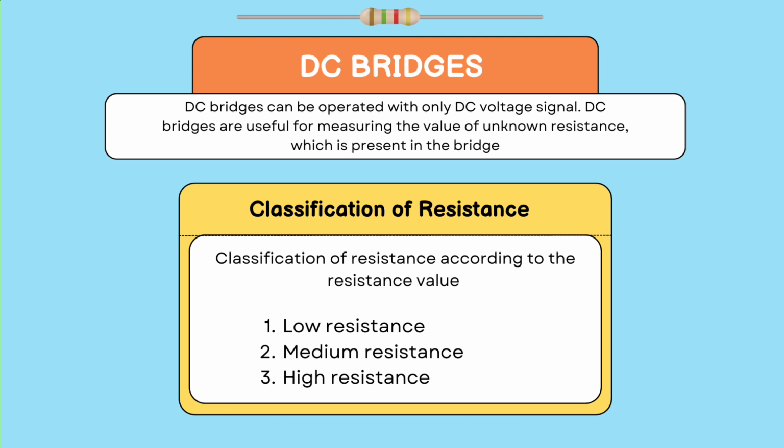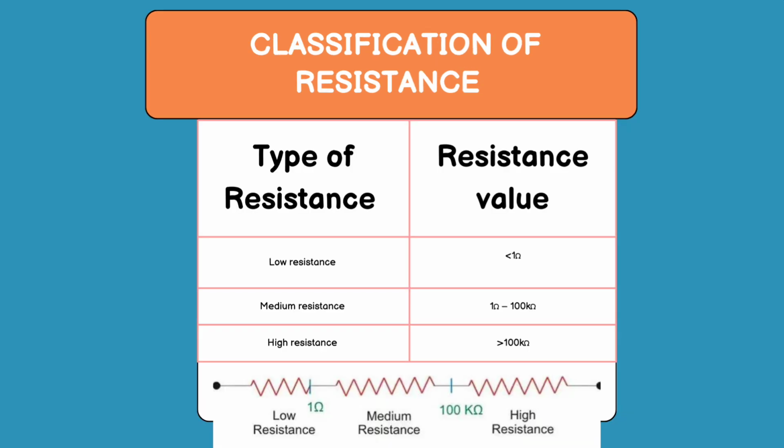Classification of resistance based on its value. 1. Low resistance. Resistances with values typically less than 1 ohm. 2. Medium resistance. Resistances with values between 1 ohm and 100,000 ohms. 3. High resistance. Resistances with values greater than 100,000 ohms.